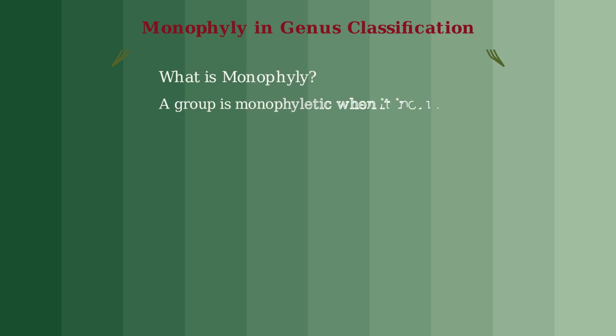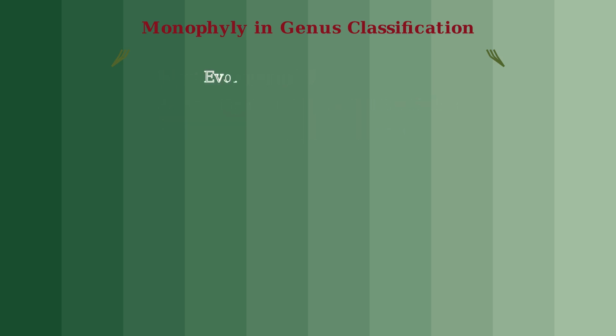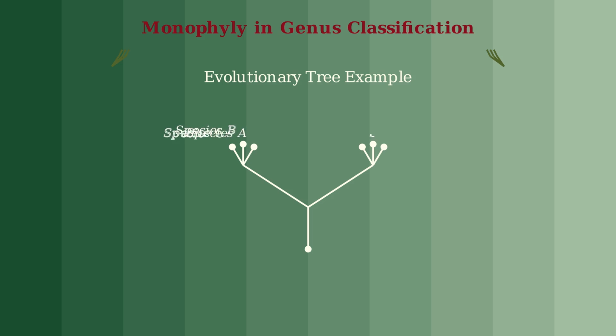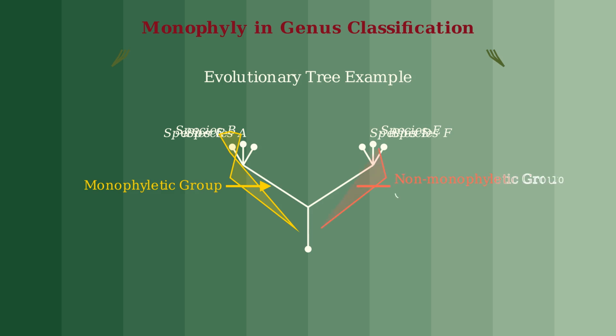Understanding monophily is essential for proper genus classification in taxonomy. Monophily comes from Greek, meaning single tribe, and refers to a specific way of grouping organisms based on their evolutionary relationships. Let's visualize an evolutionary tree to understand monophily better. A monophyletic group includes a common ancestor and all of its descendants. Here's an example of a proper monophyletic group on the left branch. In contrast, if we exclude any descendants from the group, it is no longer monophyletic. This is called a paraphyletic group, which is not suitable for genus classification.